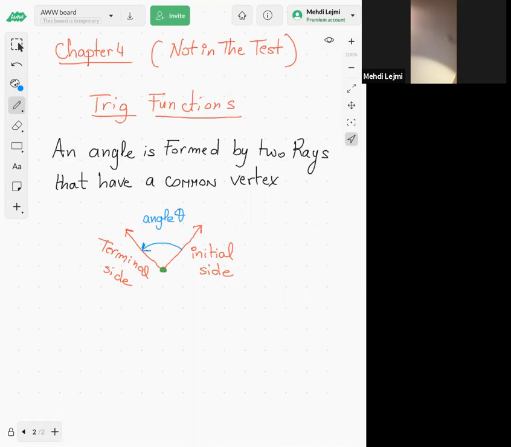Again, an angle is formed by two sides: an initial side and a terminal side. You go from the initial to the terminal, and that will be your angle theta. There are two possible rotations, guys. You can have a clockwise rotation or a counterclockwise rotation.